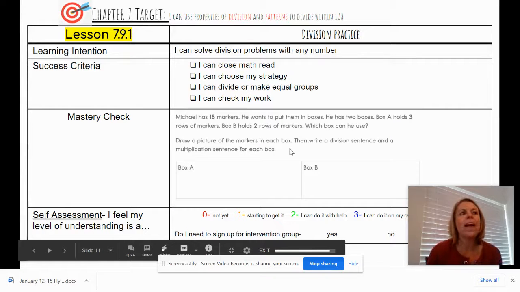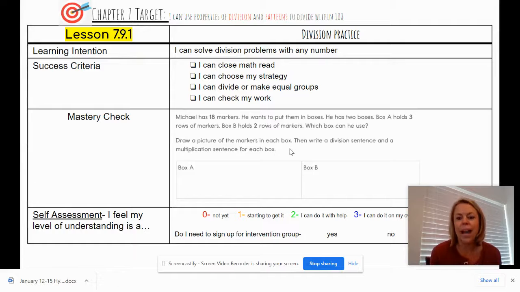Today we are working on an additional lesson that we are adding to our Go Math Chapter 7. So today's lesson is going to be 7.9.1. And before we get started on it, I want to review your learning intention and success criteria. So your learning intention for today's lesson is I can solve division problems with any number.